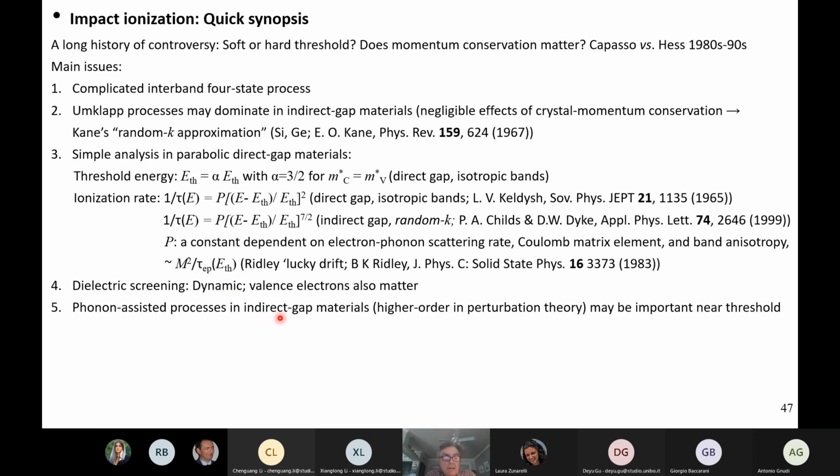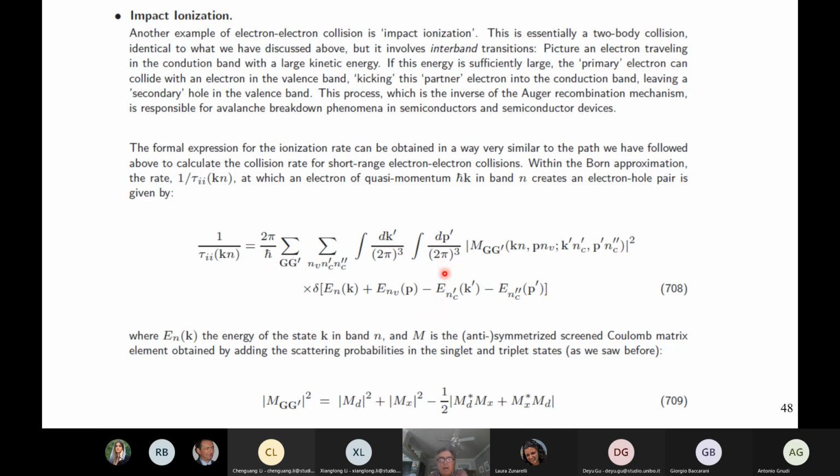In indirect materials, you have phonon-assisted processes. They're higher order, but higher order when you do not have a direct process. So small compared to zero is big in a way. So they may matter. Okay, so you may see some temperature dependence near threshold.